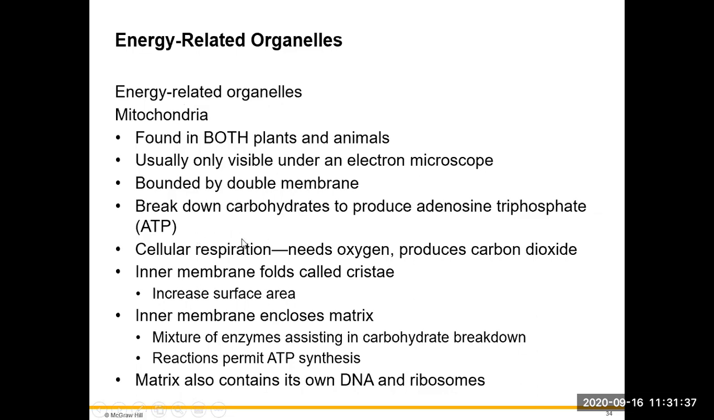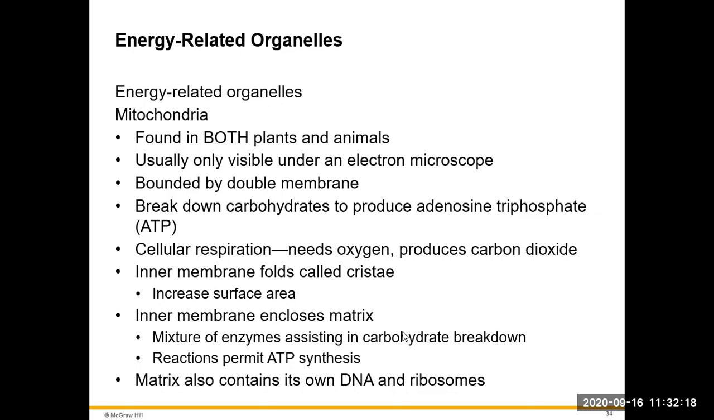Cellular respiration takes place here. And as you know, cellular respiration is the opposite process of photosynthesis. In photosynthesis, you use carbon dioxide and water to produce glucose and oxygen. In this one, you use glucose and oxygen to produce carbon dioxide and water. The inner membrane has folds called cristae, and the cristae are really important to increase surface area within the mitochondria. The inner membrane encloses the matrix, and the matrix is where most of cellular respiration takes place.